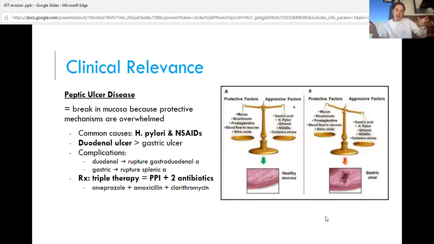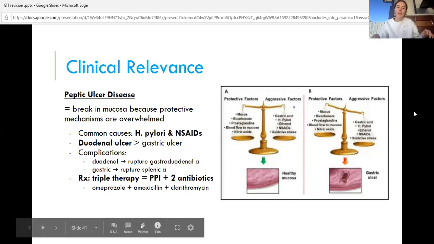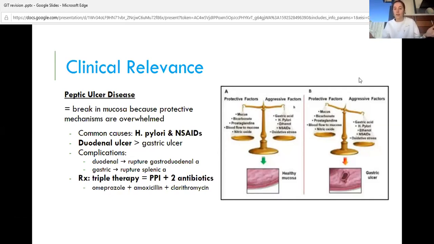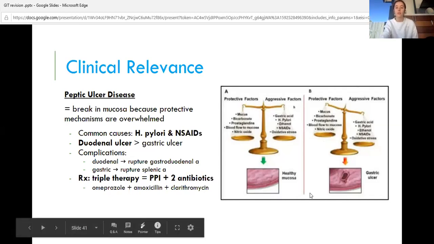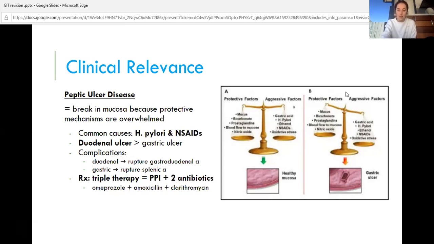I think we may have had this. Someone has a duodenal ulcer and then suddenly they bleed out. What is the most likely artery that's been affected? Or it'll be something like that. So if it's a duodenal ulcer, it's most likely to rupture the gastroduodenal artery, whereas if it's gastric, it's the splenic artery. And that's just kind of a buzzwordy thing. But if you remember also the diagrams of the arteries, it makes sense as well.